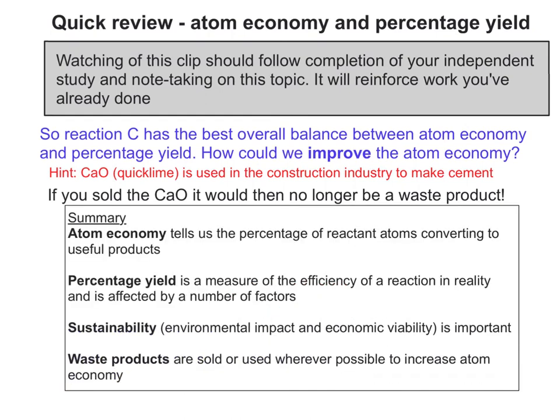So to summarise, atom economy tells us the percentage of reactant atoms converting to useful products. Percentage yield is a measure of the efficiency of a reaction in reality, and it's affected by several factors. Sustainability, which is a combination of environmental impact and economic viability, is important, and waste products can be used or sold to increase atom economy to make an industrial process more effective.